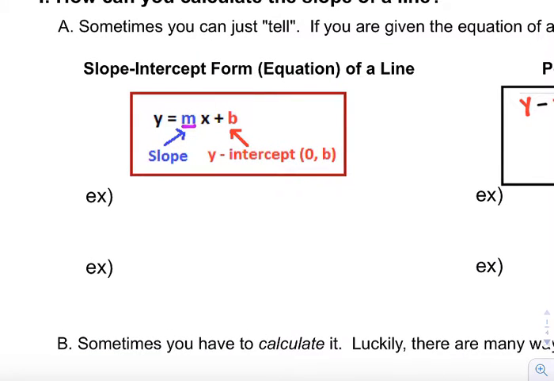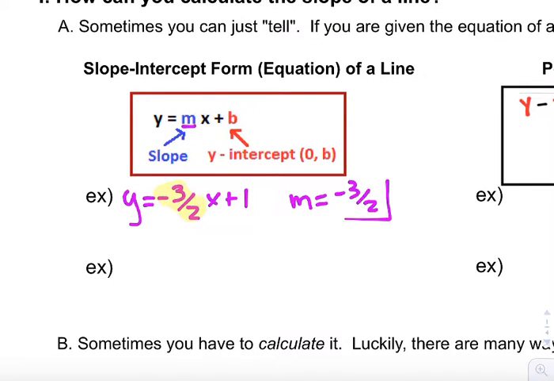For example, just throw a couple examples down here. Let's say we have y equals negative 3 over 2x plus 1. Well, if you note, the slope is going to be the number right in front of the x, the coefficient of x. The slope in this case is just going to be this negative 3 halves. And so this tells us that the slope, which will be represented by m, is just going to be negative 3 halves. Okay?